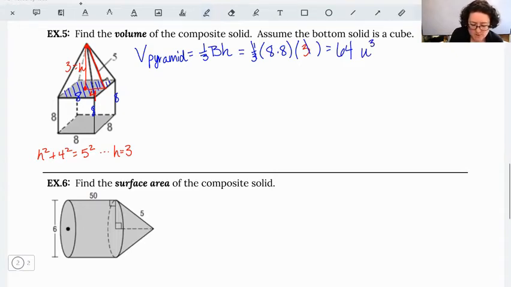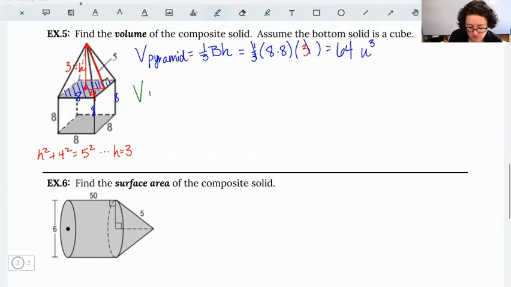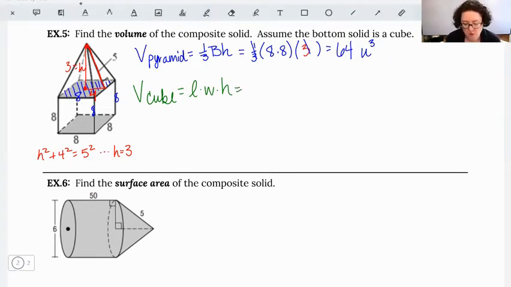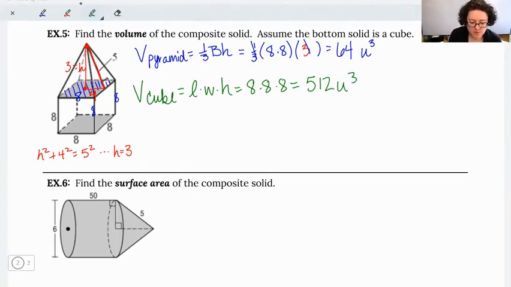Okay, we do need the volume of the cube next. So volume of the cube. Formula is length times width times height. Again, just what we saw on the diagram on the formula sheet. And all of the edges are the same, so everything is an 8. Well, 8 times 8 times 8 gives us 512, again, units cubed. And then our total volume, putting everything together.